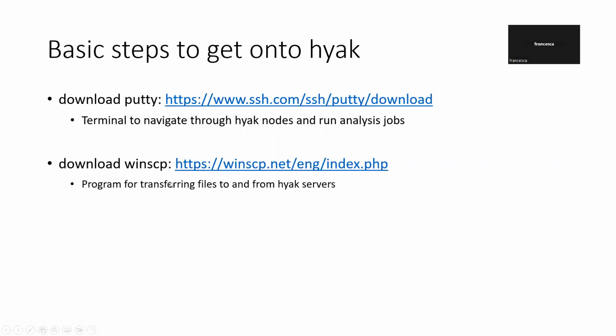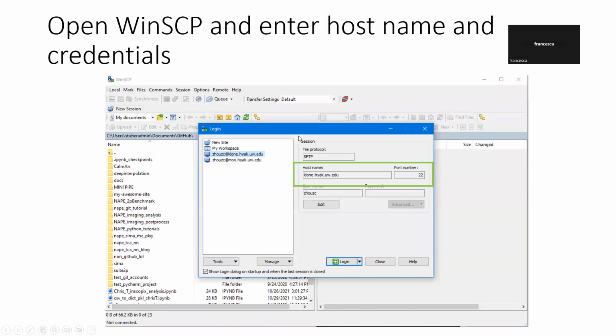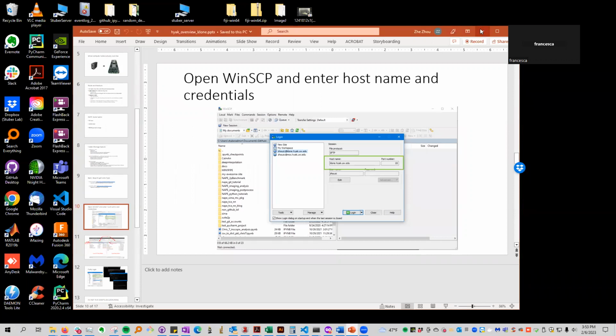And then WinSCP, at least this is for Windows. For Mac, I'm not exactly sure what you should use, but maybe search for the Mac equivalent. WinSCP is used for transferring files to and from your local computer to the Hyak servers. So the order will be you use WinSCP to transfer your raw data and your files over, and then you use PuTTY to execute the scripts. Now I'll switch over to the actual programs.